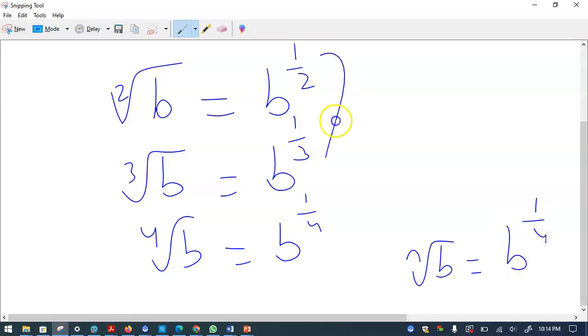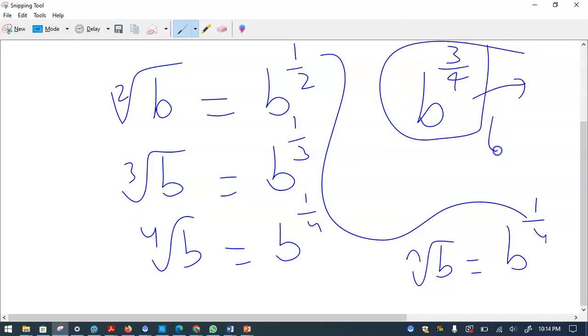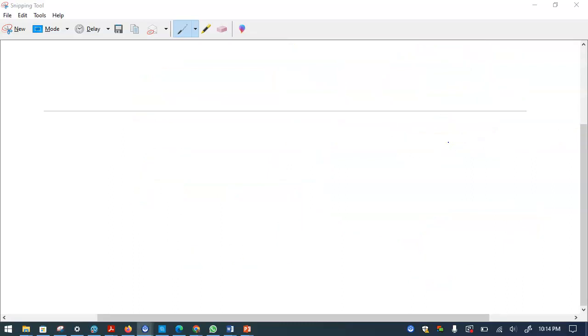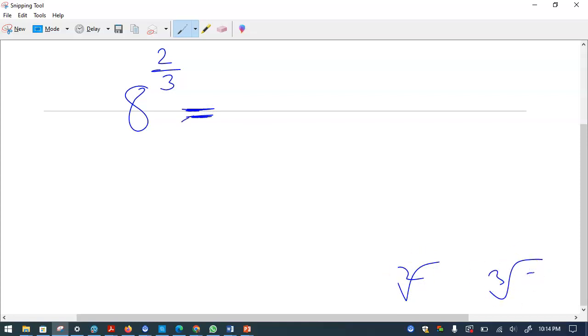Okay. Now the question is, what does b raised to 3 over 4 mean? Let's see what this means. That's the lesson number 4. What does this mean? Let me take an example. The best way is to take an example: 8 raised to 2 over 3. I want you to see what this basically means. Can we write it in terms of the radical, square root or cube root? That's the question. Now, this can be written in 2 different ways.